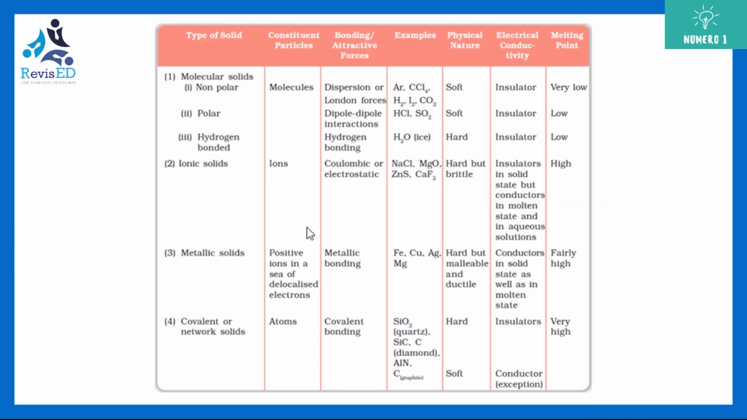Let's continue. This table summarizes everything, with the type of solid. These are the types of solid that we have gone through. The constituent particle, for example, in molecular solid, the molecules are the constituent particles. In ionic solid, ions are the constituent particles. In metallic solid, positive ions in a sea of delocalized electrons are the constituent particles. And in covalent or network solid, atoms are the constituent particles. The table also lists the attractive forces which are holding them, some examples, their physical nature, conductivity property, and melting point.